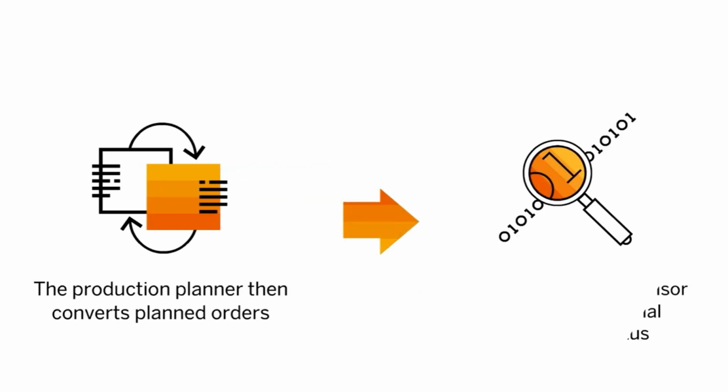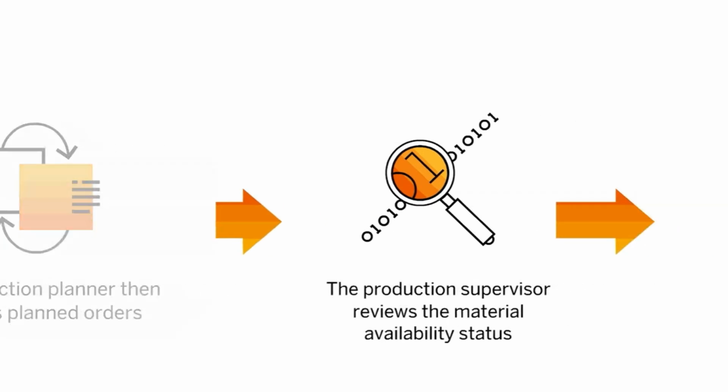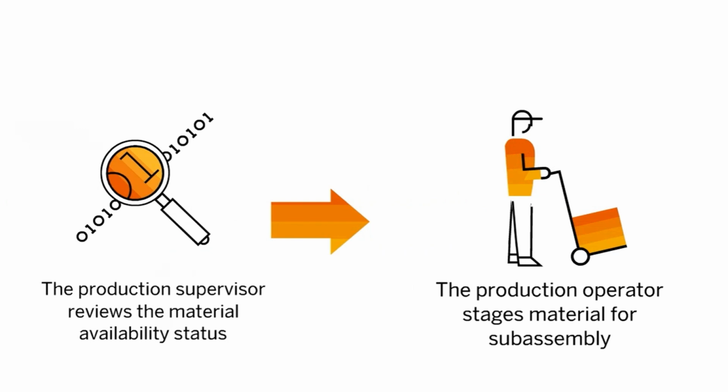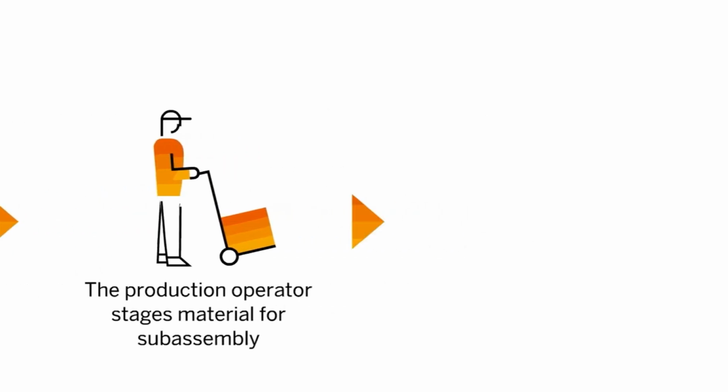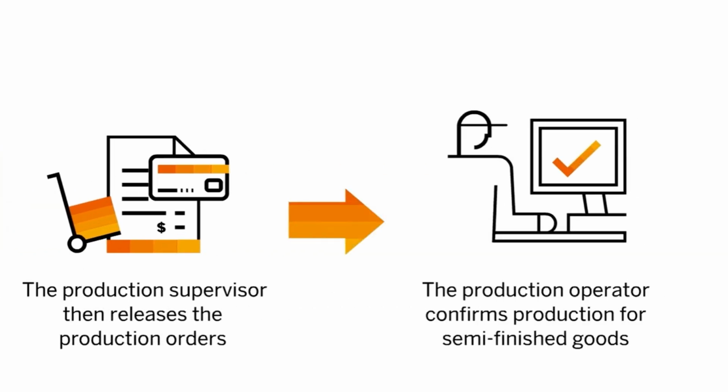The production supervisor reviews the material availability status. The production operator stages material for subassembly. The production supervisor then releases the production orders. The production operator confirms production for semi-finished goods.